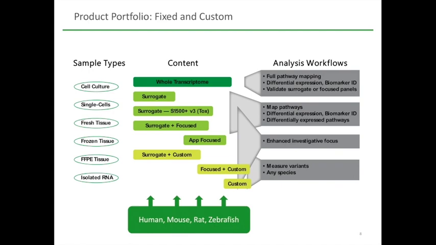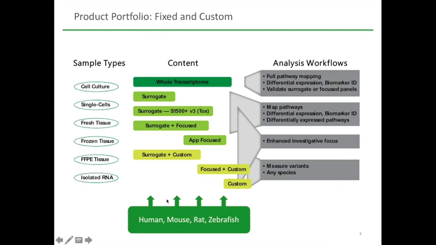So with that, we offer a variety of these kits, from the whole transcriptome in human, mouse, and rat, to the surrogate transcriptome, which represents a pathway-based approach that covers a variety of important genes in addition to capturing most of the information content in the transcriptome, but with many fewer genes.